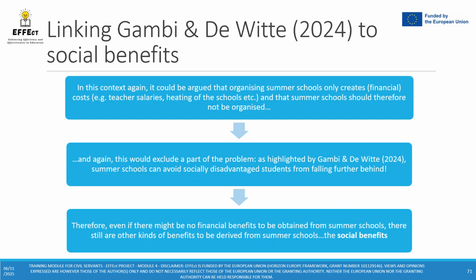And in this context again, it could be argued that organizing summer schools only creates financial costs, such as teacher salaries, heating the schools during the summertime when otherwise it would not be necessary, and that summer schools should therefore not be organized. And again, this would exclude a part of the problem. As highlighted by Letizia Gambi and Professor De Witte, summer schools can prevent socially disadvantaged students from falling further behind. And therefore, even if there might be no financial benefits to be obtained from summer schools, there are still other kinds of benefits to be derived from summer schools, which are the social benefits.